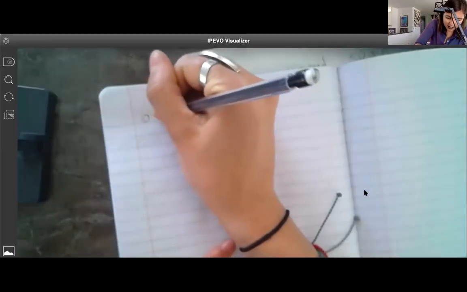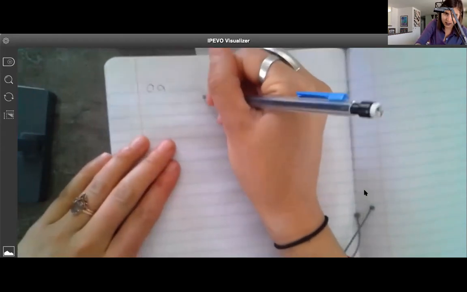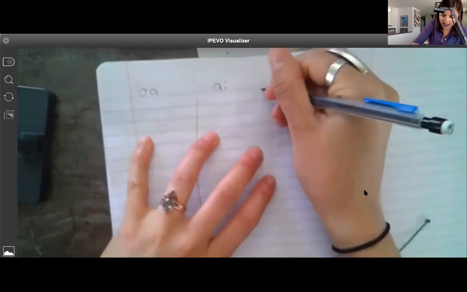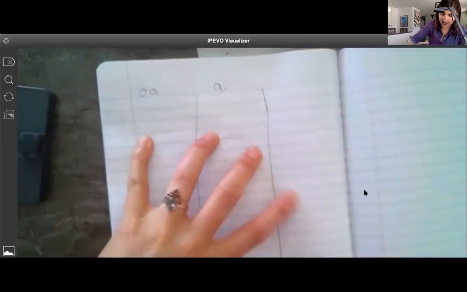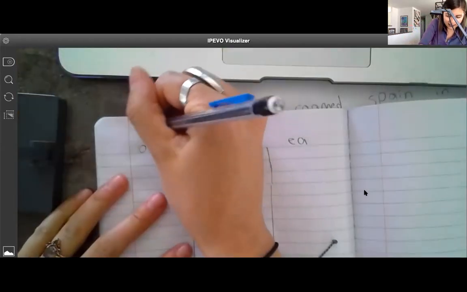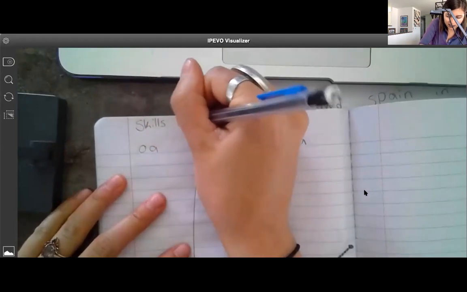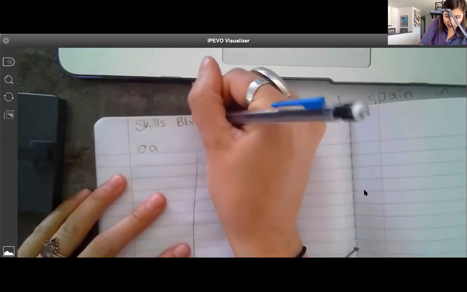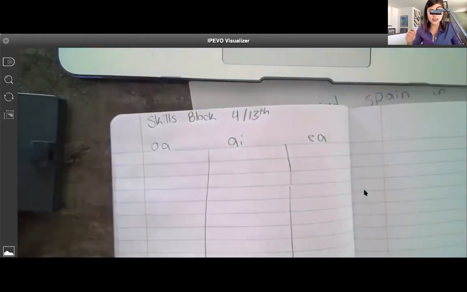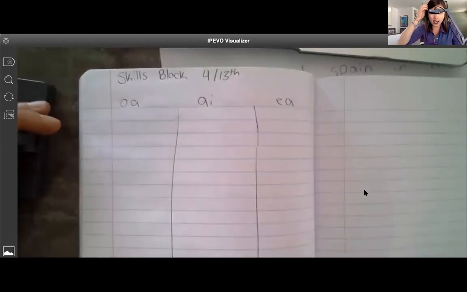Let me make sure that I'm recording. You can see my screen. OA, align, doesn't have to be straight. AI, align, and EA. All right, so you put at the top of this skills block 4-13. All right, so OA, AI, EA.